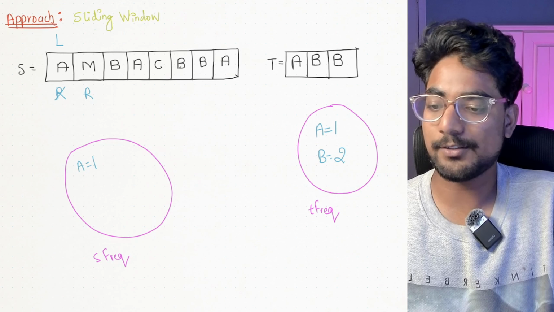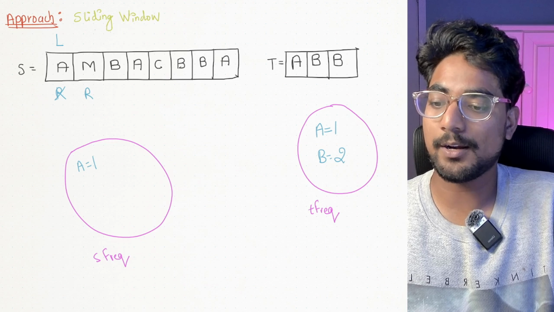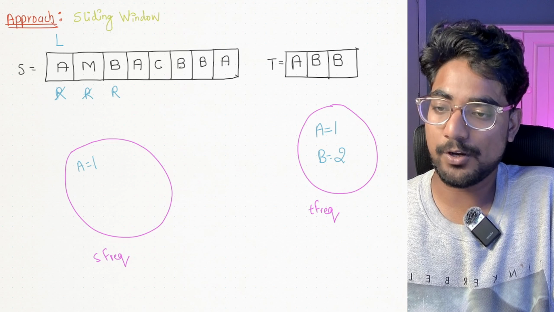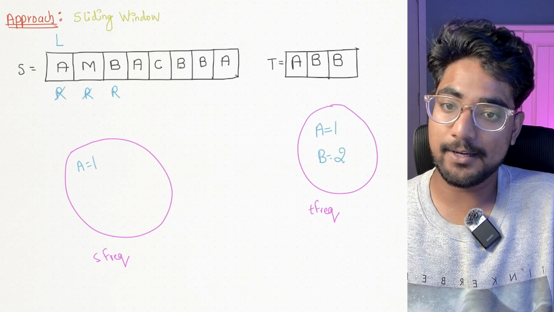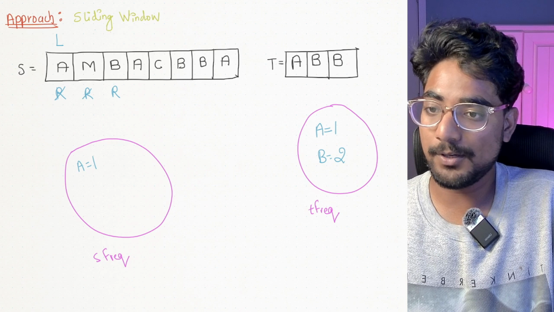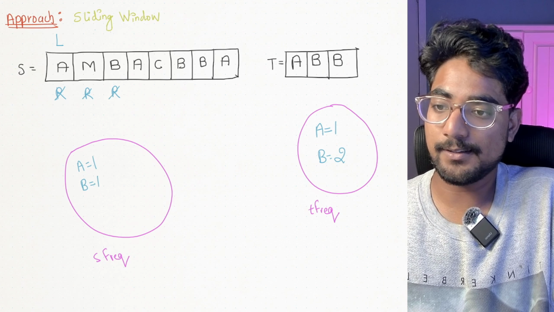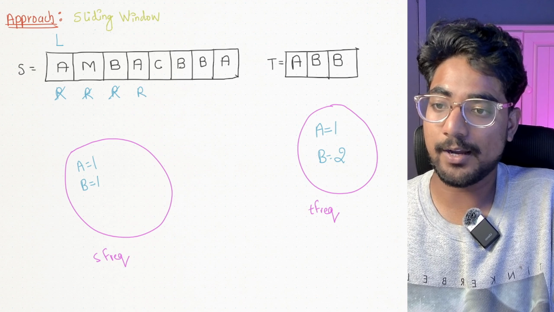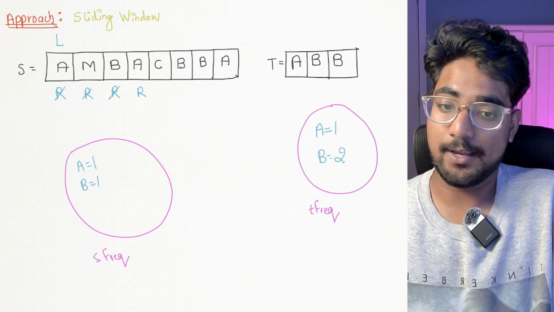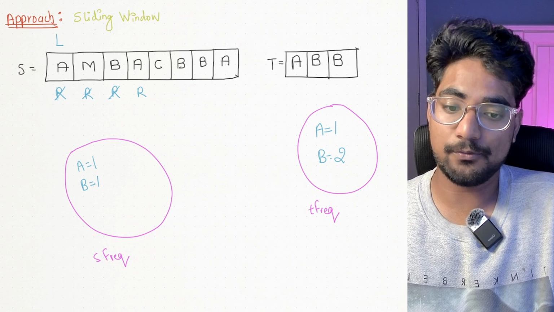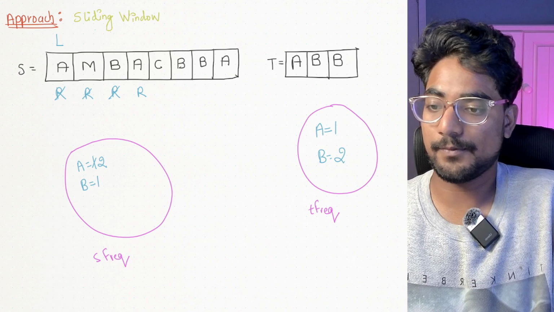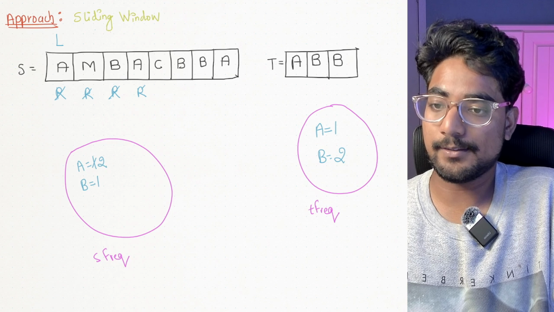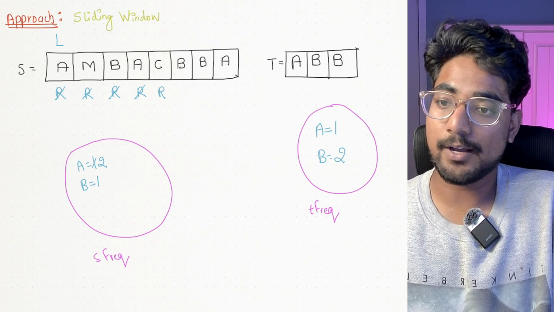So let's not add this thing into our s frequency. Let's increase our pointer. Right now our r is pointing to b. b was definitely in our t, so we will put b here as well, with an occurrence of 1. Let's increase our right pointer again, and now your r is pointing to a again. Okay, and since a was also part of the t frequency, we will increase the frequency of a to 2. And let's increase our r pointer again, and now your r is pointing to c.